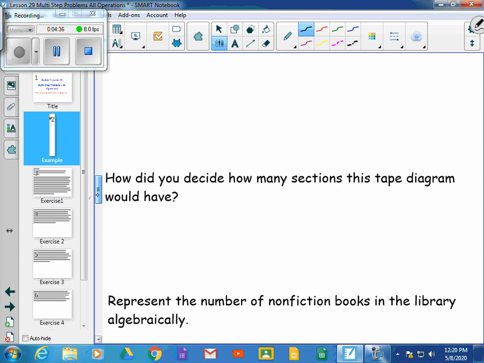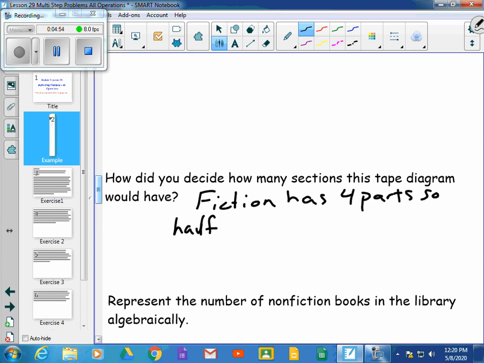It says, how did you decide how many sections this tape diagram would have? Well, if fiction has 4 parts, so the nonfiction is half of that. So half of that amount is 2 parts.